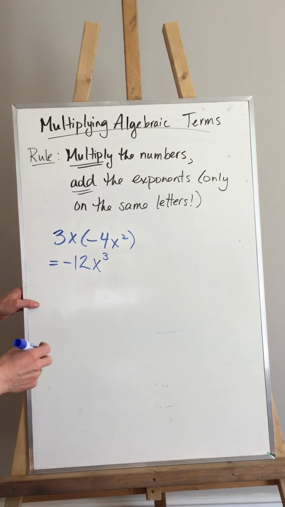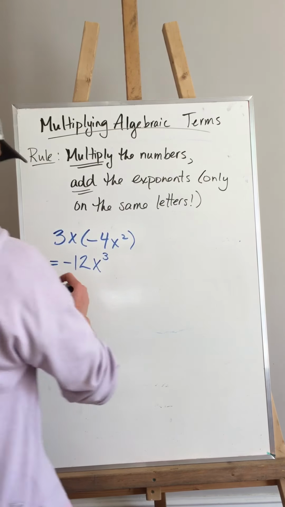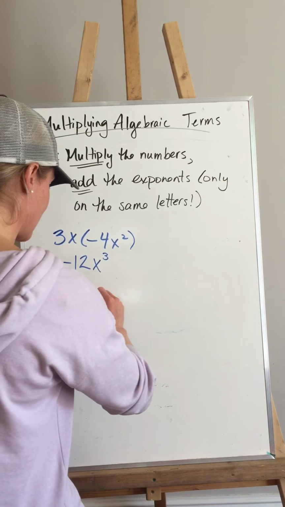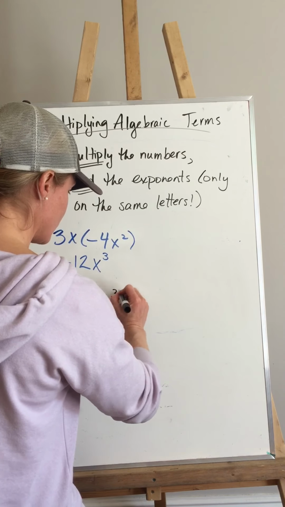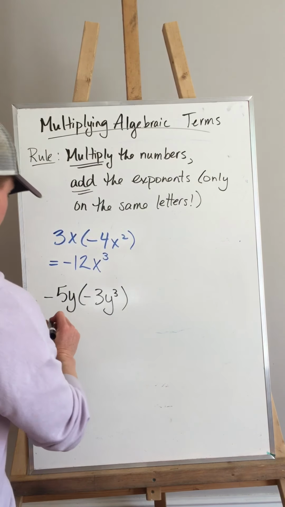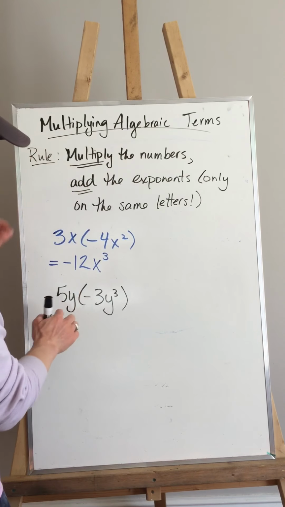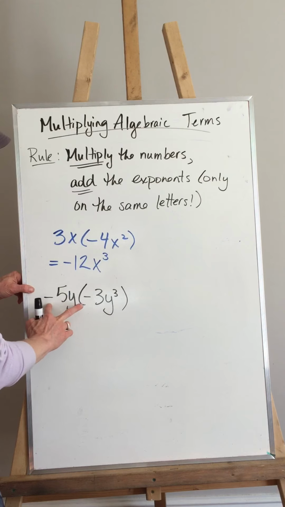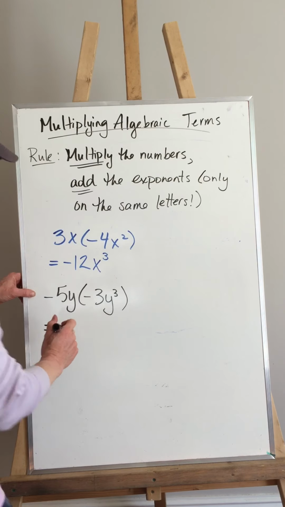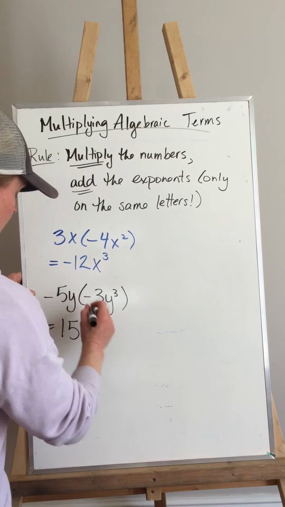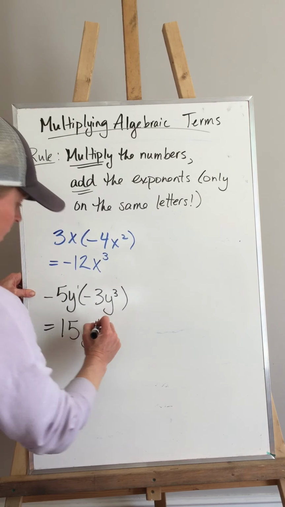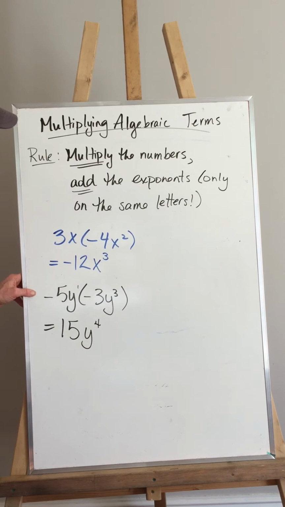That's done. Next example is negative 5y times negative 3y cubed. Okay, so we multiply the numbers. That's negative 5 times negative 3. Recall two negatives multiplied by each other give you a positive, so that's 15. And y to the power of this is 1 plus 3, y to the power of 4. Okay, those are your two examples for that one.